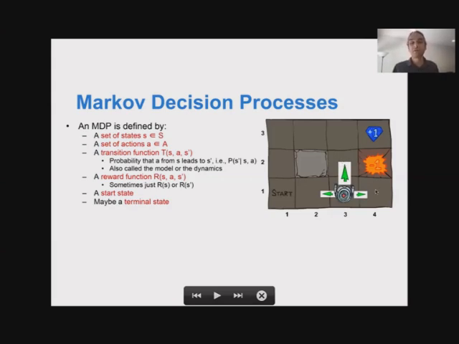If S prime is this, then it's 0.1, right? And for all the others, S prime, the transition probability is 0, right? So you can imagine this defines, okay, if I'm in a particular state here and I take a particular action, where might I end up? And this captures the uncertainty.